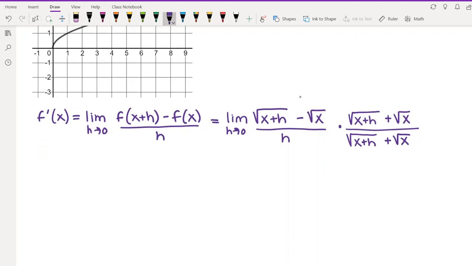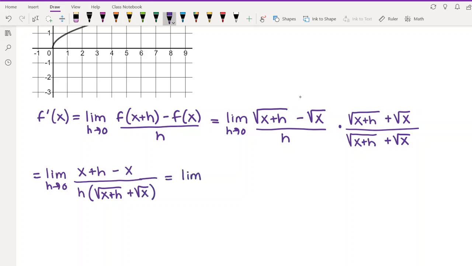Okay, so how does that work out? When you multiply those two numerators together, the square roots are going to cancel out. So we'll have x plus h, and then we have minus x. And in the denominator, we have h times the square root of x plus h plus the square root of x. This is going to give us, in the numerator, just h. And then in the denominator, we have all this stuff.